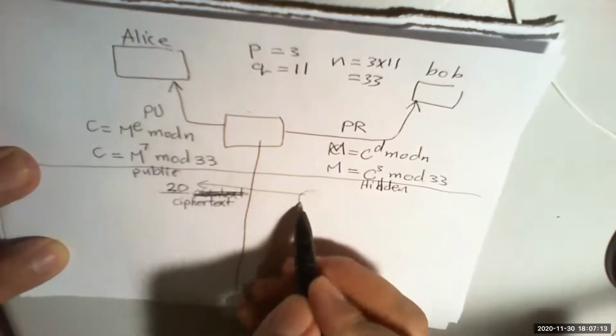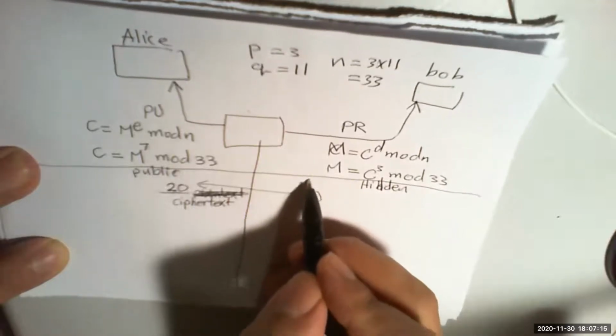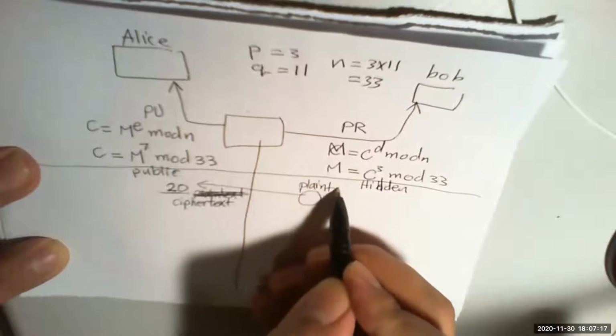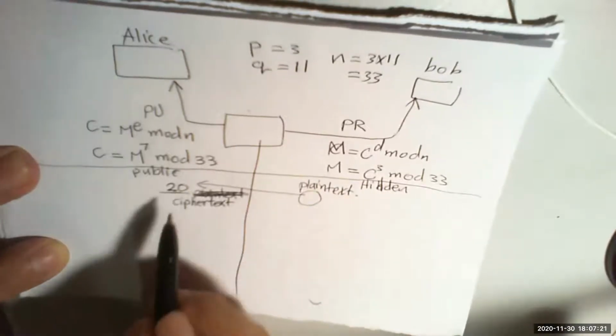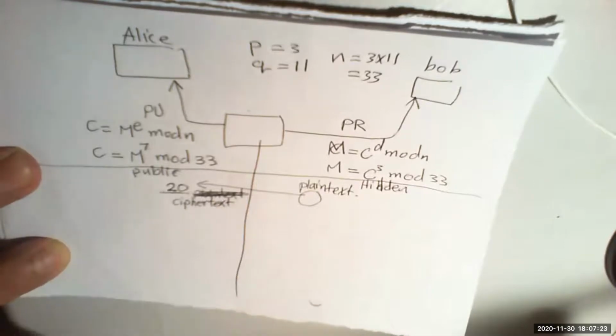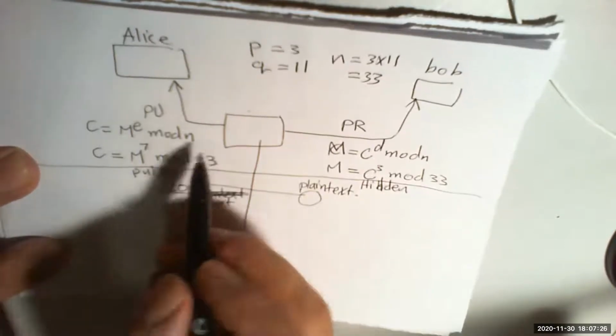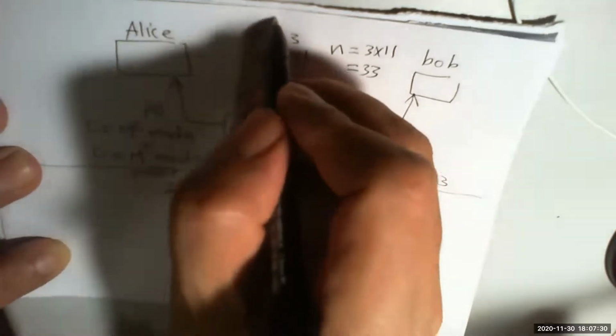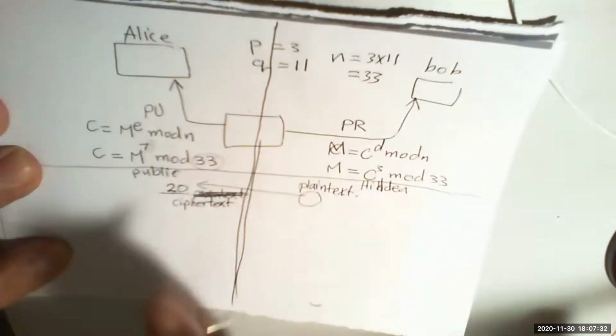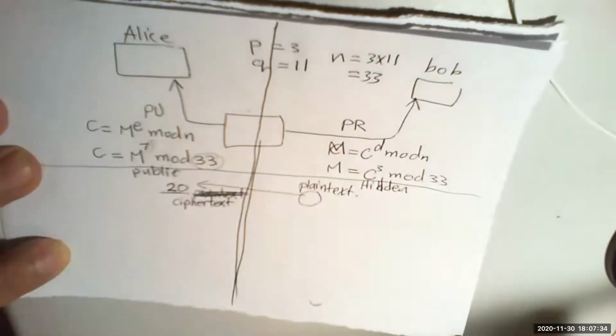Here is the plain text, but I cannot see the plain text. It is hidden. I can see only the 20, which is the ciphertext. And also I can see the public key. I can see the 33. All of these parts I can see. To the right, I cannot see. To the left, I can see.